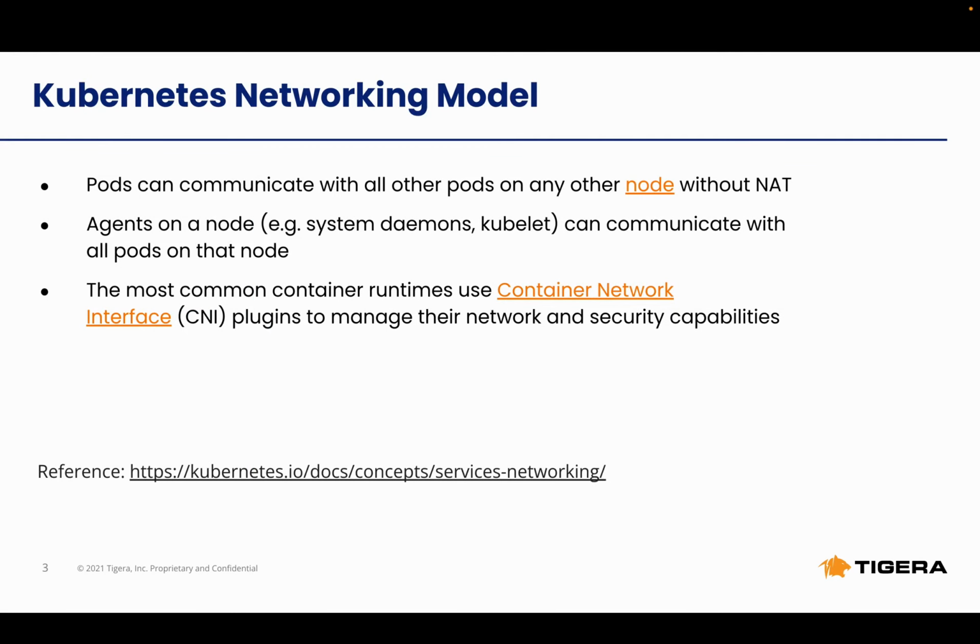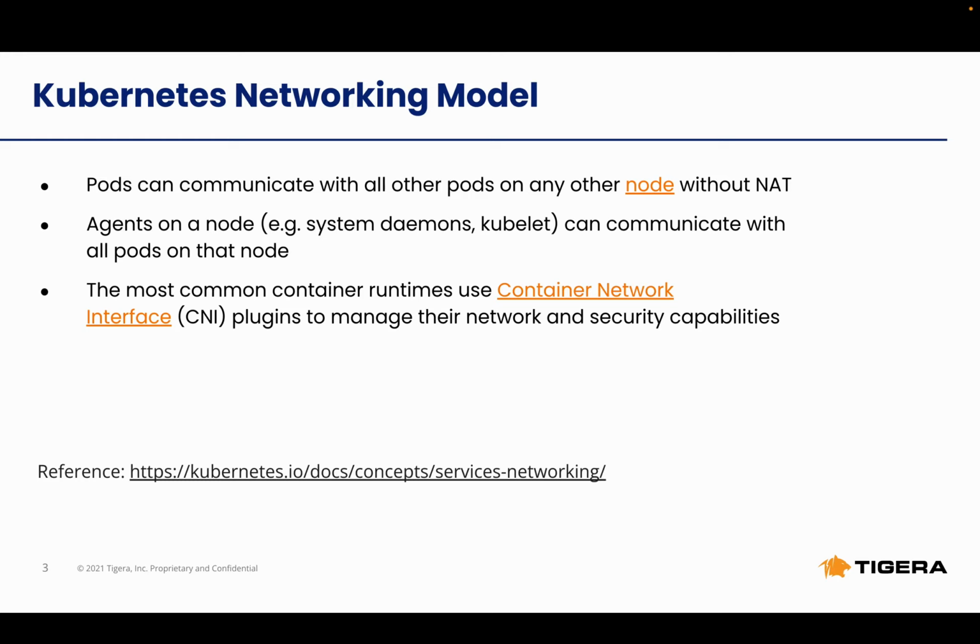All right. So starting off with the Kubernetes networking model. Now, the model stipulates that pods can communicate with all other pods on any other node without the requirement for network address translation. Essentially, we're talking about a flat network where every pod in the cluster can talk to every other pod in the cluster.